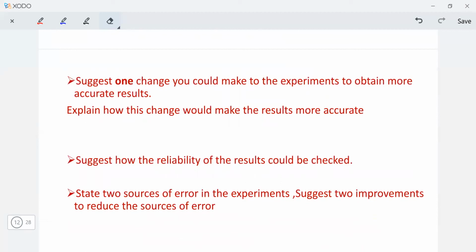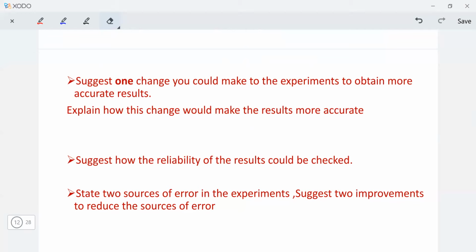Suggest, this is one of the most important repeated questions in paper 6. Suggest one change you could make to the experiment to obtain more accurate results. When you see the words more accurate results, what would you say? The easiest choice is that if I'm using a measuring cylinder in my experiment, I'm going to say use a pipette or a burette instead of a measuring cylinder. Why? Because a pipette or burette is more accurate in measuring volume than a measuring cylinder. So now you got your marks.